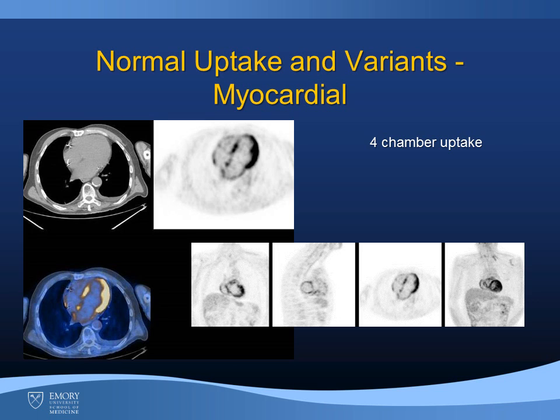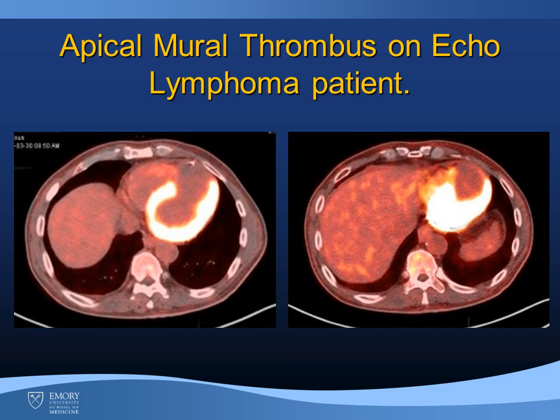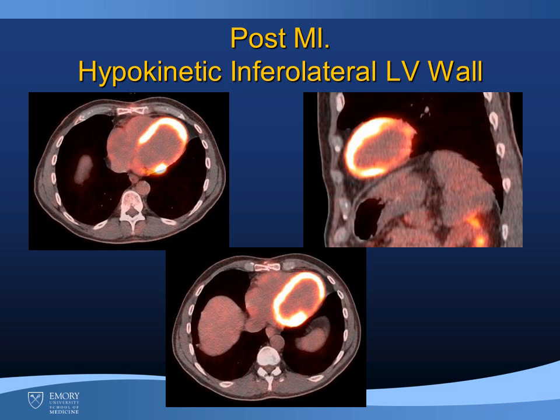This patient has cardiac disease, and we see what looks like four-chamber uptake, very similar to an echocardiogram. Notice that this patient has discontiguous activity in the apex with apparent photopenia. This turned out to be an apical mural thrombus on echocardiogram with an aneurysm in a lymphoma patient. Again, looking for that discontinuity is important.